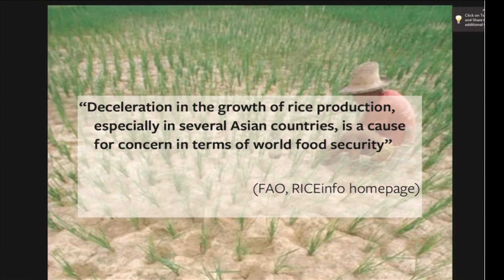So just to give you an idea of what this means. I read a lot of boring web pages on a day-to-day basis. So I really like the FAO Rice Info homepage. I check it daily on my phone. But one thing we want to worry about here is there's a noted deceleration in the growth of rice production. So we're talking about growth rates here, not the level of rice production. And this could be a cause of concern in terms of world food security.